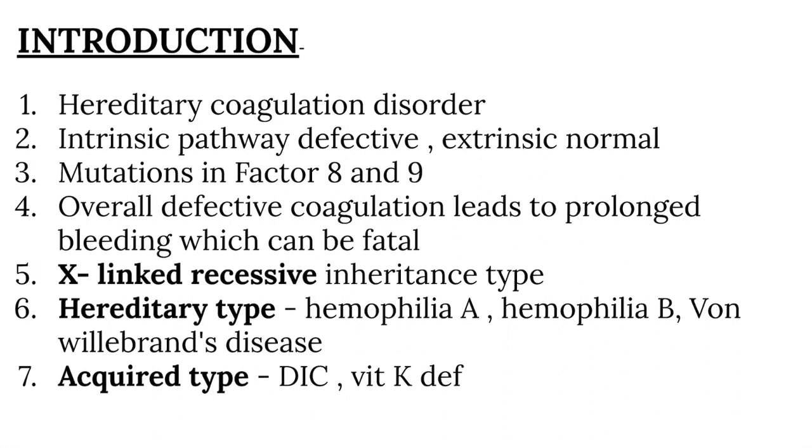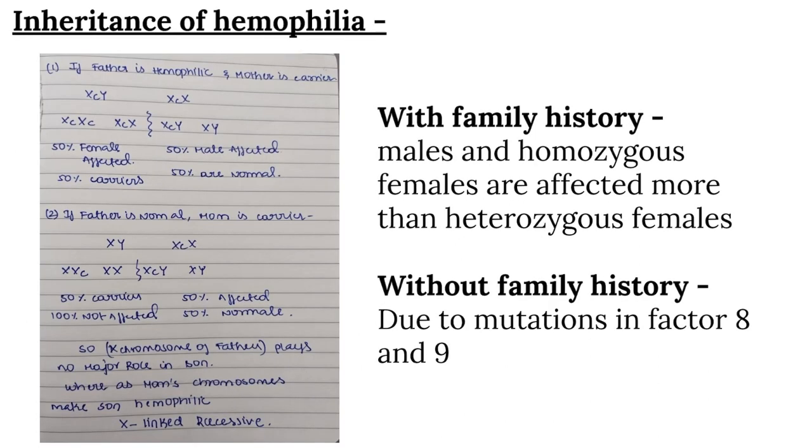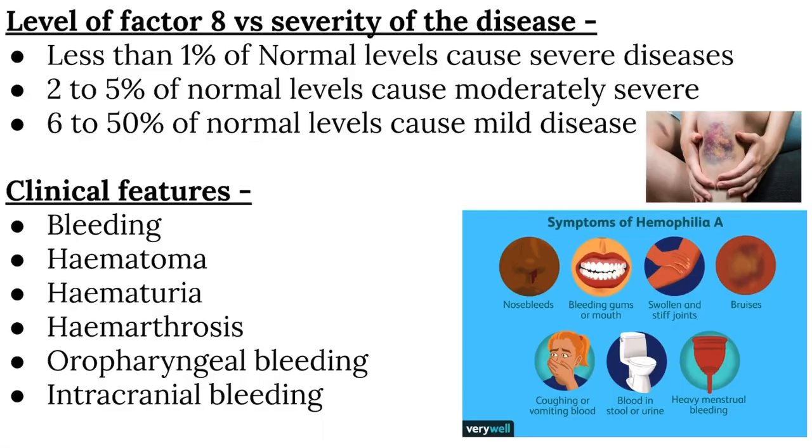Hemophilia can be of two types. One is due to the hereditary cause: hemophilia type A, hemophilia B, von Willebrand's disease. It can also be acquired, such as DIC, vitamin K deficiency. With the family history, males and homozygous females are affected more than the heterozygous females. These heterozygous females will be the carriers, which pass the disease on to future generations. Without the family history, it is due to mutations in the factor 8 and 9.